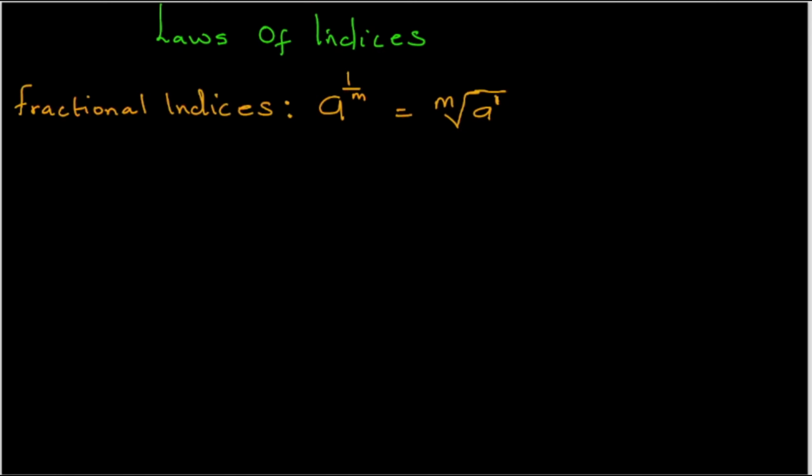The second part is the fractional law. The fractional law says a to the power of 1 over m would be the m-th root of a to the power of 1. So this means if we have 2 to the power of 2 over 3, the down fraction will be the root. This is a cube root because it's 3. Cube root of the base, which is 2, to the power of 2.